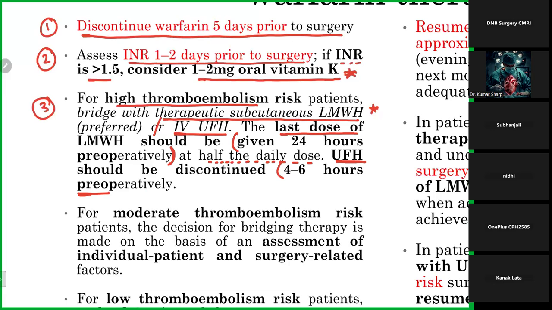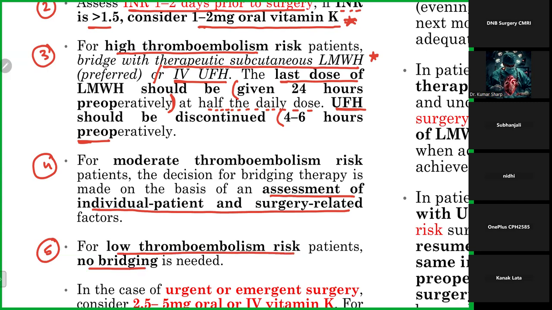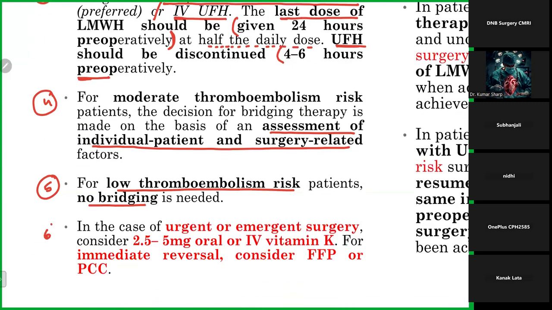For a moderate thromboembolism risk, the decision for bridging depends on the assessment of the individual patient and the surgery related factors. For a low thromboembolism risk patient, no bridging is required. In case there is an urgent or emergent surgery, 2.5 to 5 milligrams of oral or IV vitamin K can be given, and for immediate reversal, consider FFP or PCC in the patient.